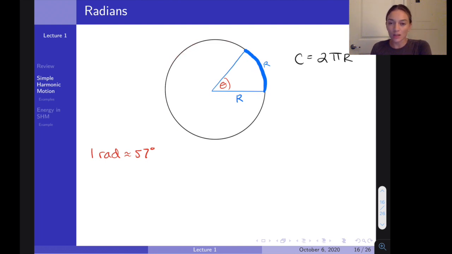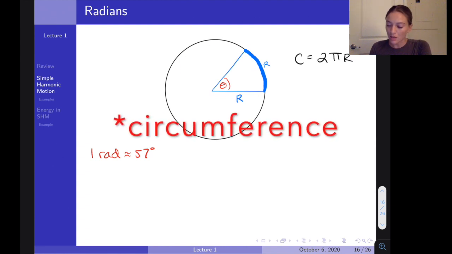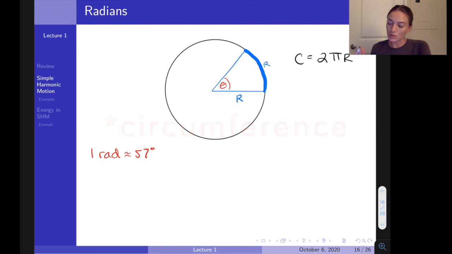That means that if I took some lengths of rope that were each length r, I could lay out 2 pi of them, so like a little over 6 of them, along this radius. So that's why you usually see pi go along with radians. It's not because 1 radian is equal to pi. It's just because there are 2 pi radians, or 2 pi radiuses, along the circumference of a circle.